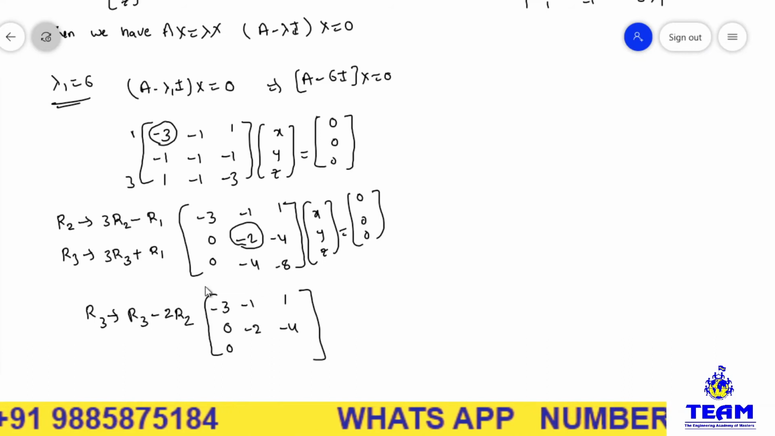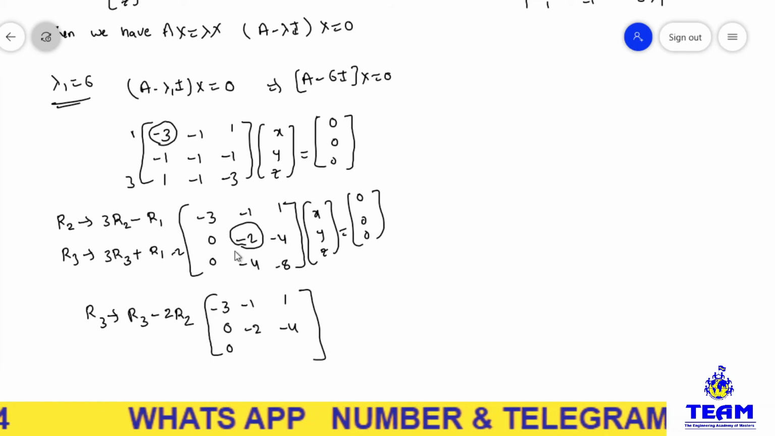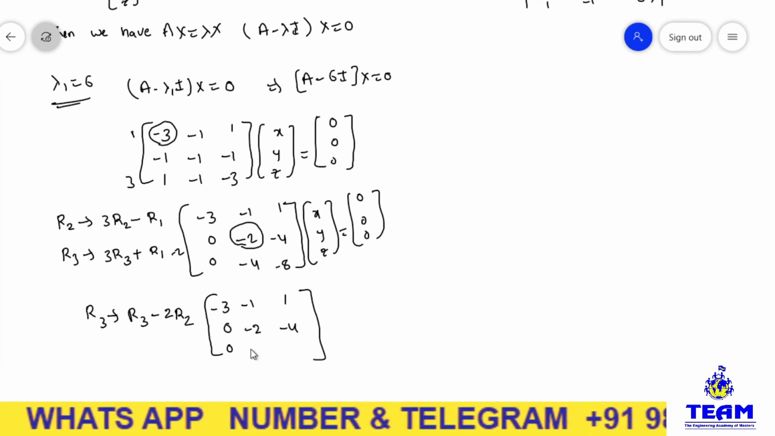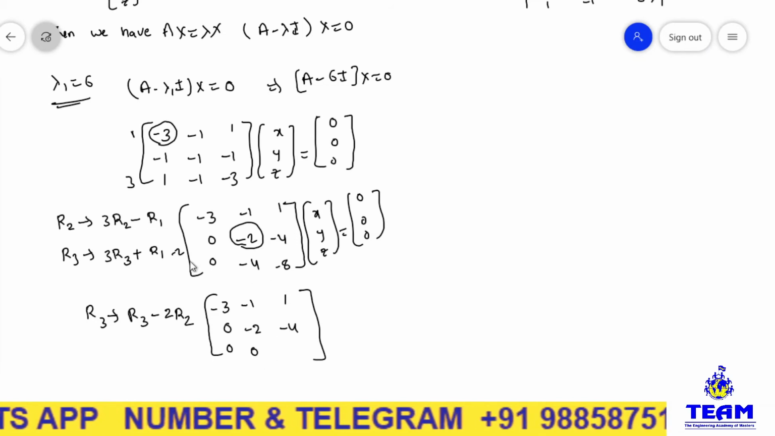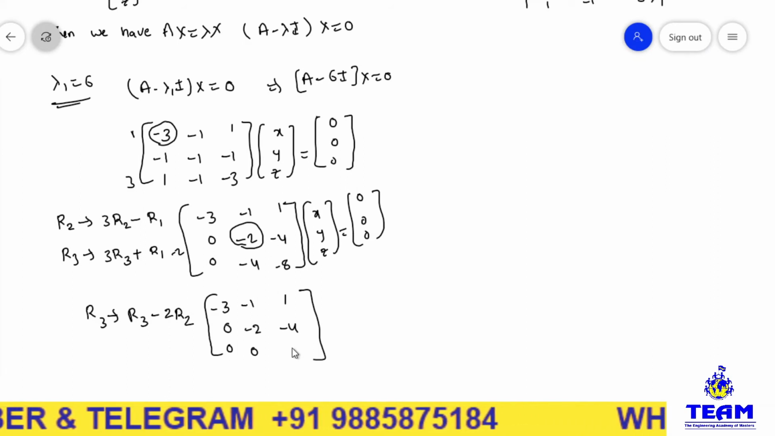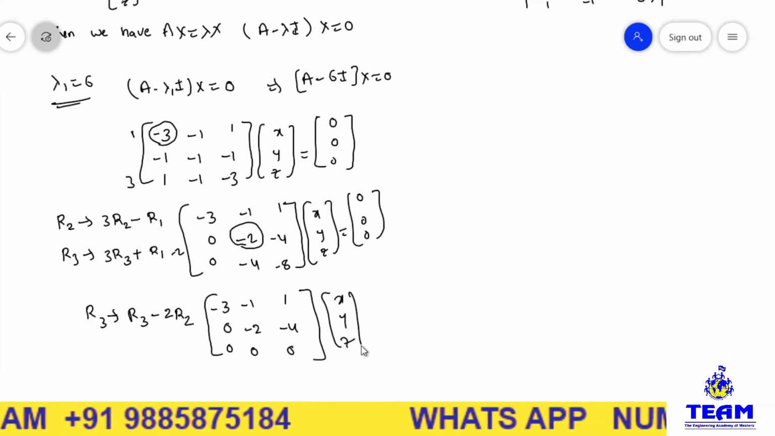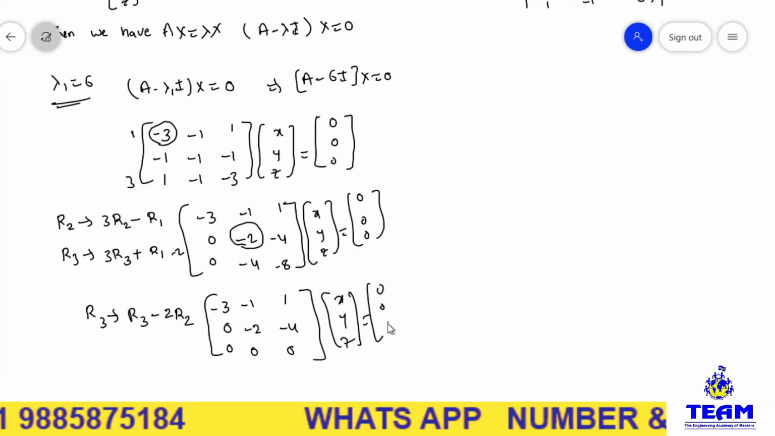Minus 4 here. What I'm doing first, you see friends, here I am writing minus 2, so minus 4 minus of minus plus 4, this is 0. Next, minus 8 minus of minus plus 2 4s are 8, so minus 8 plus 8 is 0, into x y z is equal to 0 0 0.